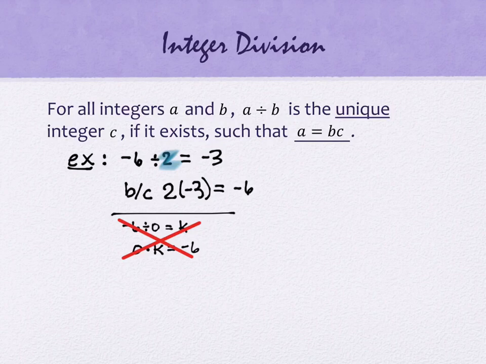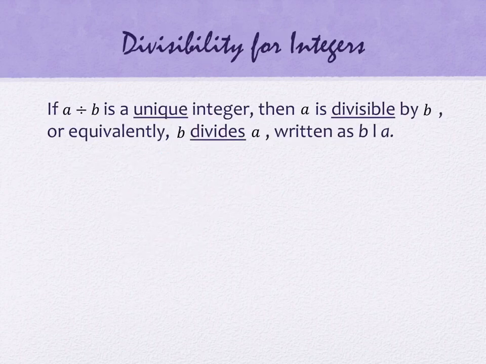We talked about 3 sections worth in chapter 4 about divisibility with whole numbers. And this is actually talking about divisibility with integers and the fact that it all works the same way. If a divided by b is a unique integer, then we would say that a is divisible by b, or equivalently b divides a. It's written with that vertical notation that we saw back in chapter 4. So, for example, the one I did before, negative 6 divided by 2 is the unique integer negative 3. Then we would say that 2 divides negative 6.